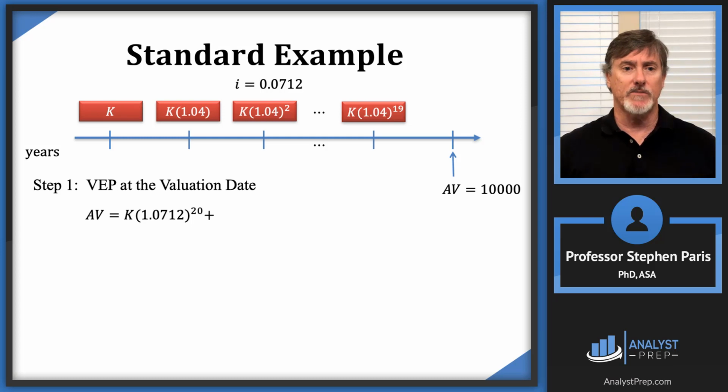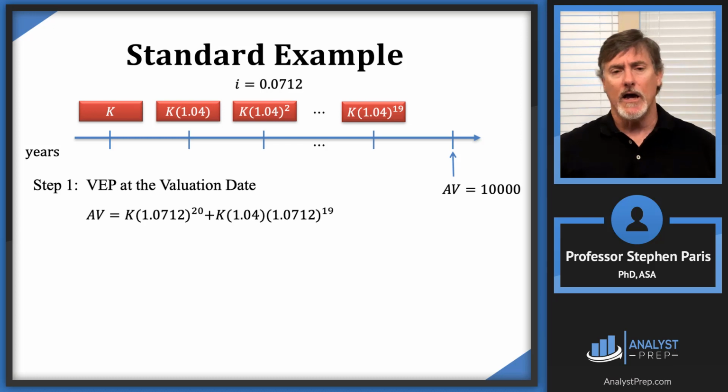I value the next payment. The next payment is K times 1.04. I need to accumulate that for 19 periods, so I multiply that times 1.0712 to the 19th power. As I mentioned in the learning video, those first two terms and how many terms you're going to have in your expression are all you need. I'm going to have 20 terms because I've got 20 payments. That's the first step in this three-step process.